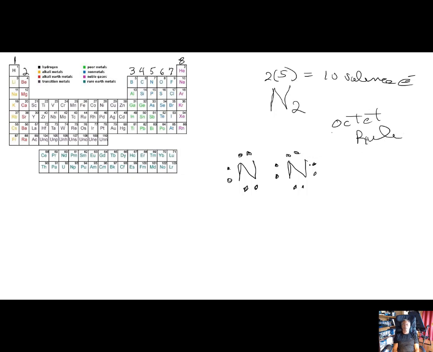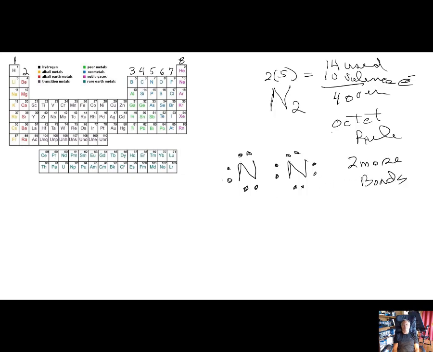Okay, so let's go ahead and count them up. 2, 4, 6, 8, 10, 12, 14. Oh my goodness, I've used 14. I only have 10. I'm 4 over. So whatever am I going to do? I need to make 2 more bonds. So let's make 2 more bonds.